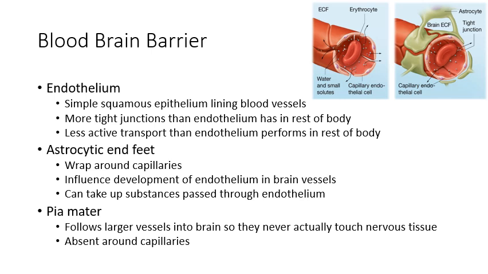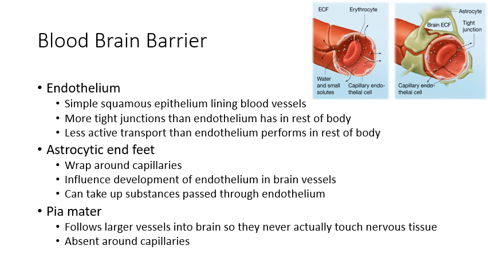Okay, the blood-brain barrier. The blood-brain barrier is a barrier between the blood and the brain, as the name suggests. It's formed from three structural features. So first you have the specialized endothelium in capillaries that lines capillaries in the brain.